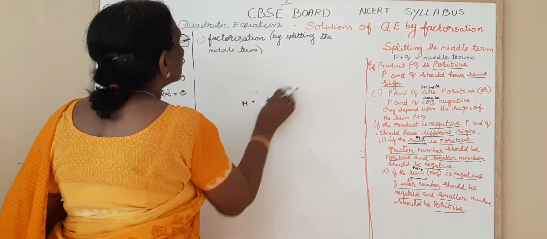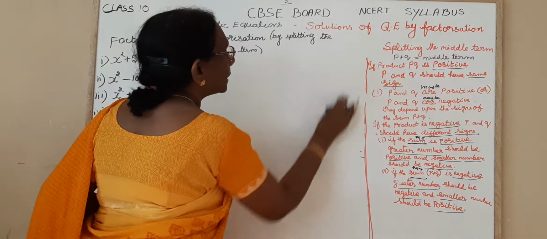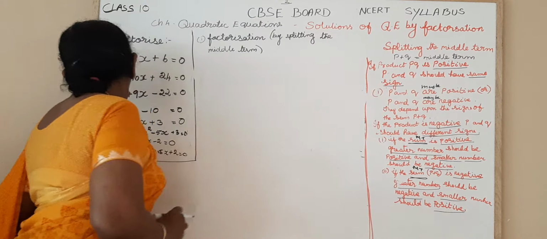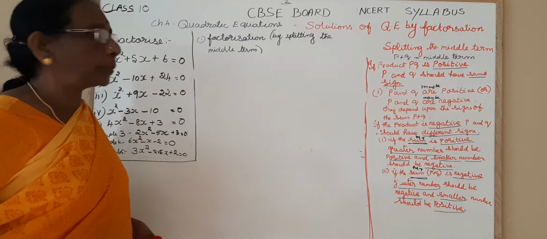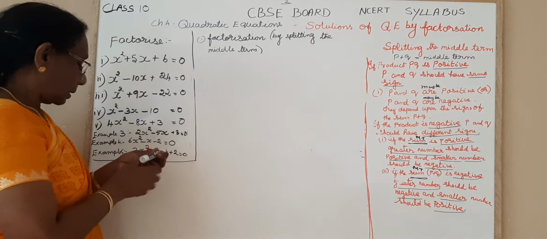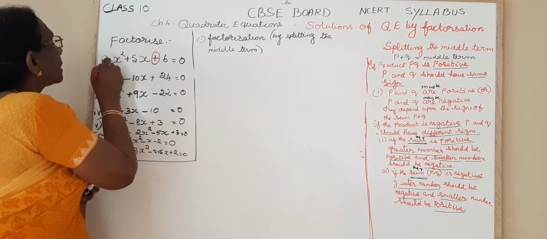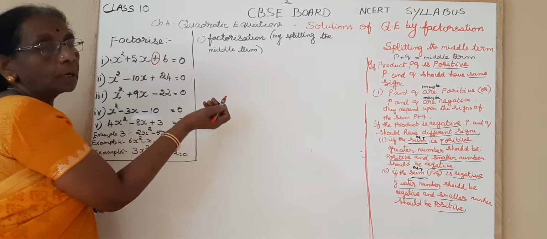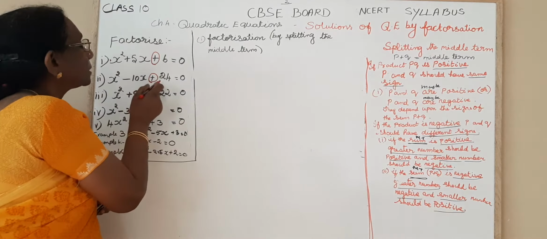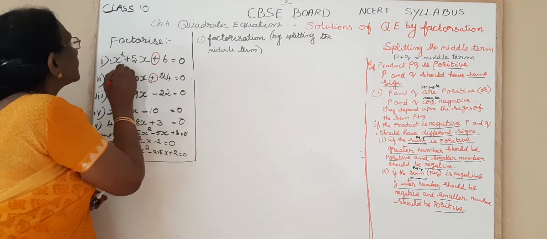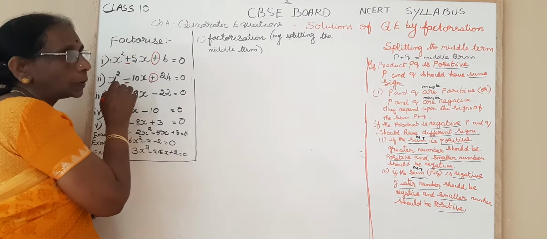Now we'll move using this to the example sums. So I am going to do 4 sums as small simple examples. See here. This is positive. Here also positive. Positive into positive, the product will be positive. And here also positive. Positive into positive, product also positive. But see the sum, it is positive. See the sum here, it is negative.